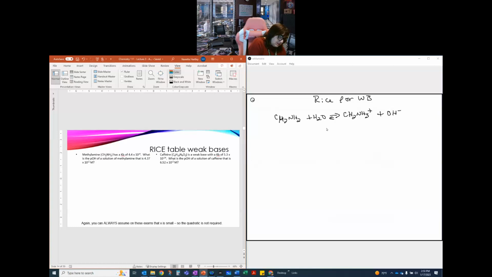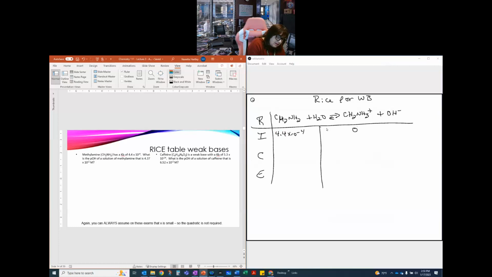Now, when I do the setup for this, I have my R here for the reaction, and I have my I, C, and E just like I always do. This H2O is not in contribution to this because it's a liquid. So even though it's present in my balanced equation, it's not part of what we're going to be looking at. My initial concentration for the methylamine is 4.4 times 10 to the minus 4th.